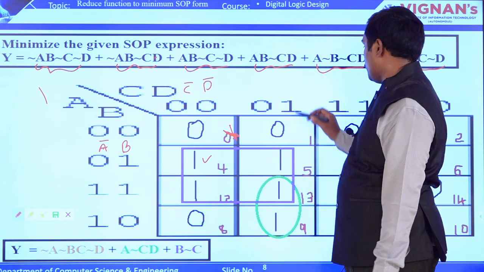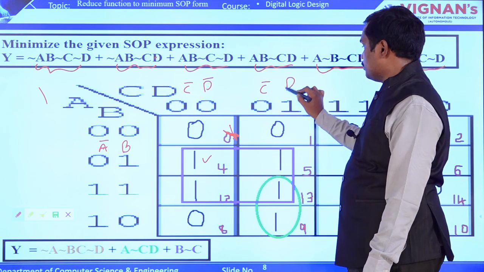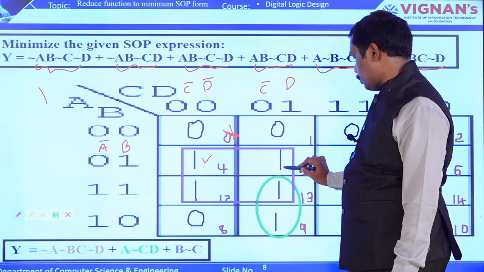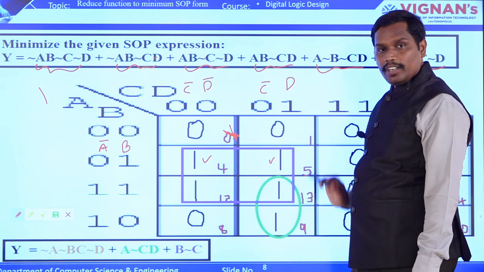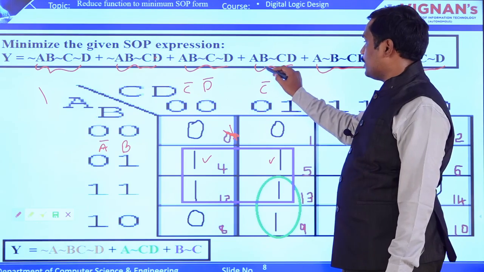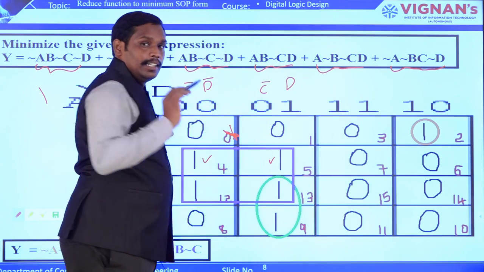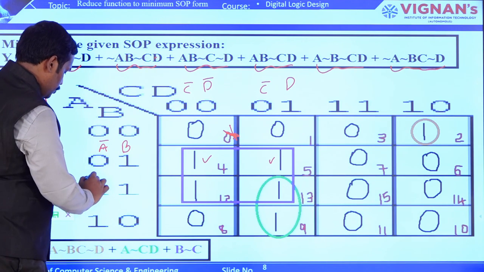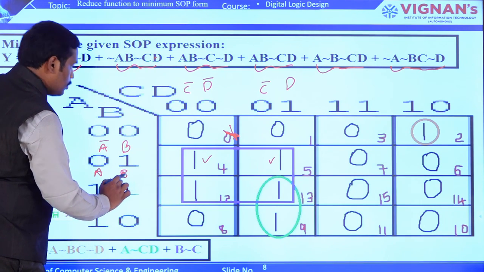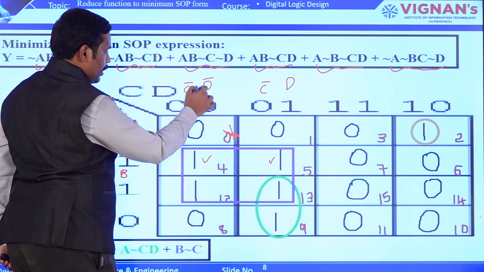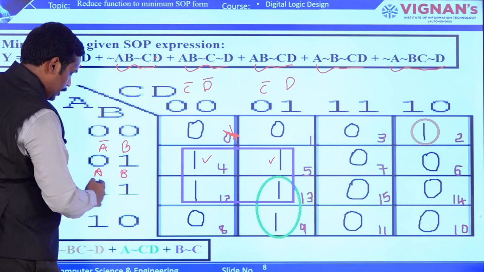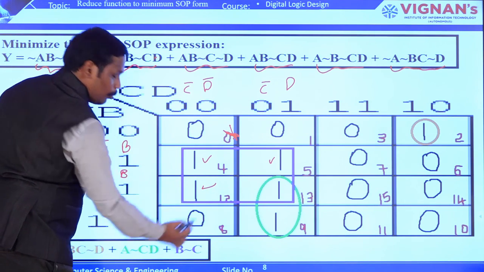So C bar D is what? Here C bar D, so here we are marking with 1. You can see here 1, right? So now the third term I am going to take, that is AB C bar D bar. So AB is this one, and then C bar D bar. So this particular position I am going to mark 1.